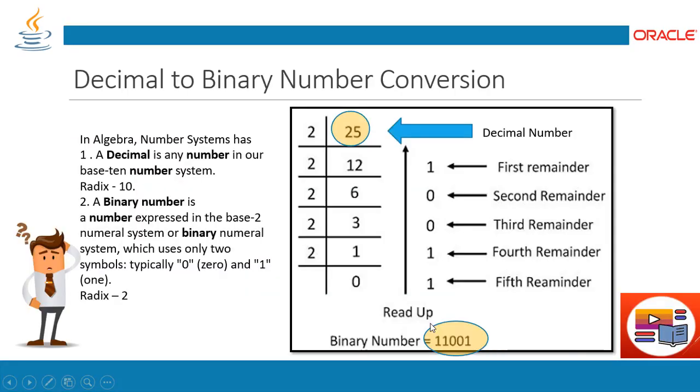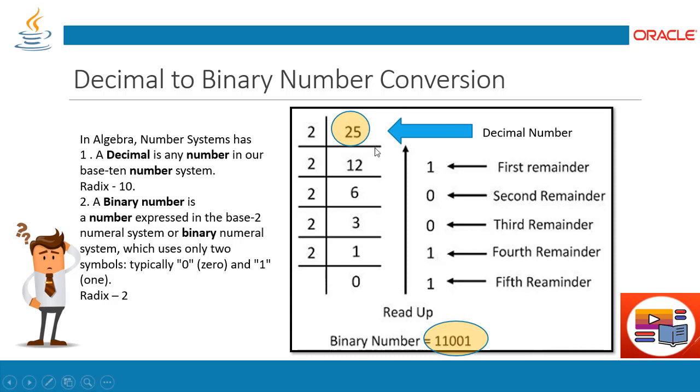Now let's see decimal to binary number conversion. In algebra, the number system provides many types of number systems, one of which is called the decimal number, which is any number in our base 10 number system, which has a radix equal to 10. Similarly, we have another type of number system called the binary number system. It is a number expressed in the base 2 numeral system, or binary numeral system, which uses only two symbols, typically 0 and 1, and whose radix is equal to 2.